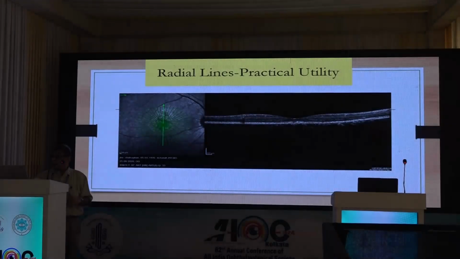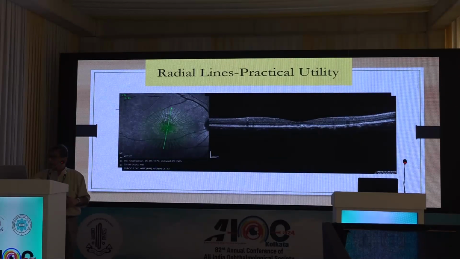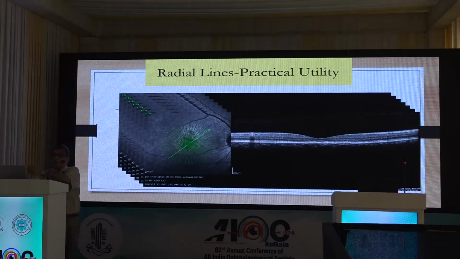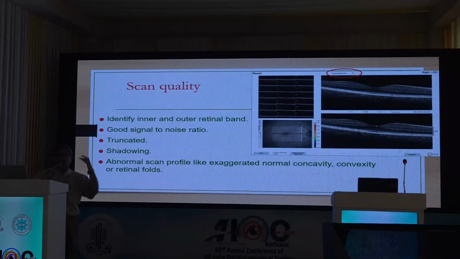Now, just to show you practical utility, you cut through various sections, see each, and you know whether a particular lesion is there or not in any particular angle of the retina. The other important thing is what Dr. Sagarika was also telling you, you need to make sure that the scan is of good quality. So first you must identify both the inner and outer bands. You must have a good signal to noise ratio. Check whether there's any area which is getting truncated or which is showing shadowing or there's an abnormal profile.